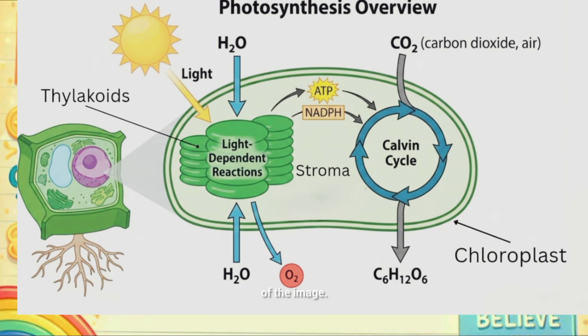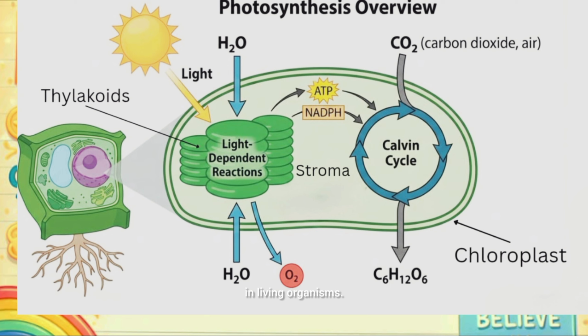of the image. Now, focusing on the left side of the diagram, sunlight falls on the thylakoids, where chlorophyll absorbs the light energy. Water enters the thylakoids and undergoes a process called photolysis, in which water splits into oxygen, hydrogen ions, and electrons. The oxygen produced is released into the atmosphere and is essential for respiration.